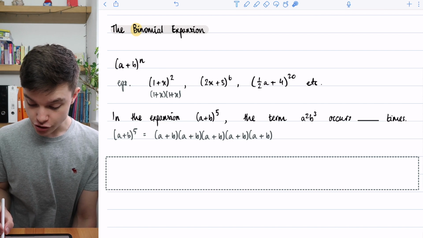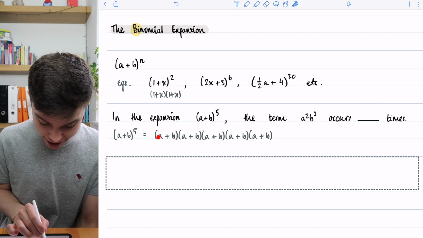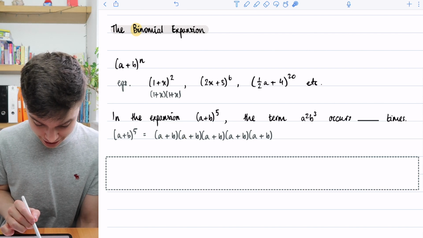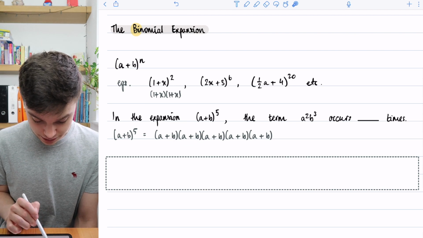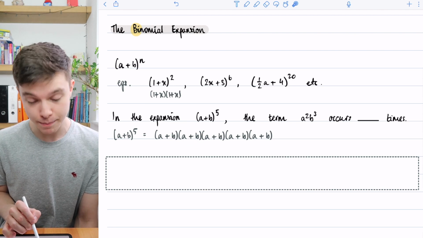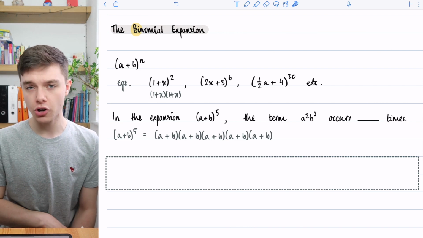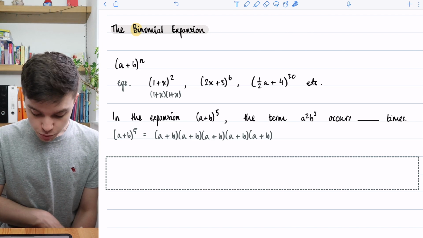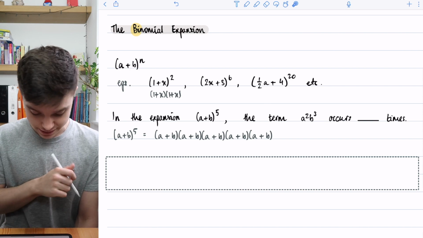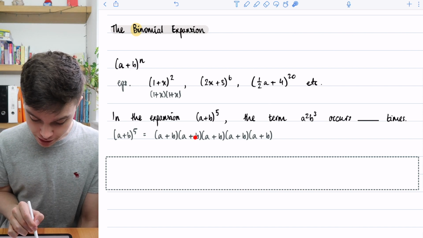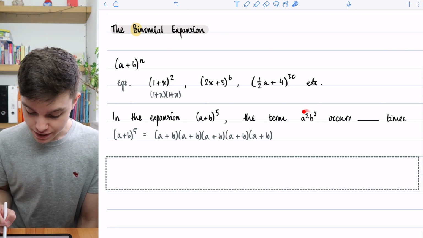How can we get the term a squared b cubed? If we think about it, a times a is going to give me an a squared, and then a times b is going to give me an ab, and b times a is going to give me an ab, and b times b is going to give me a b squared. So it's not going to come from the first two brackets, but if we think about the first three brackets being multiplied together, we will end up with a b cubed. And then all we need to do is multiply that with an a squared.